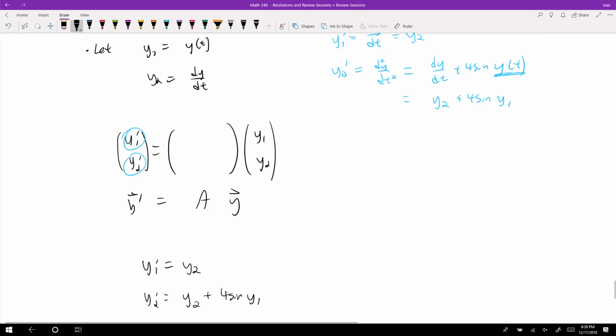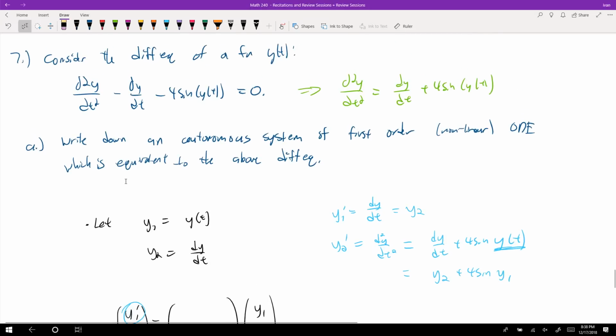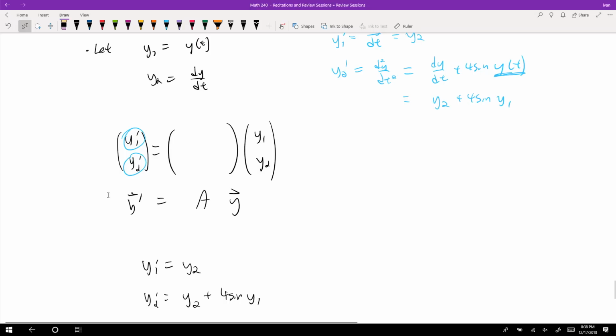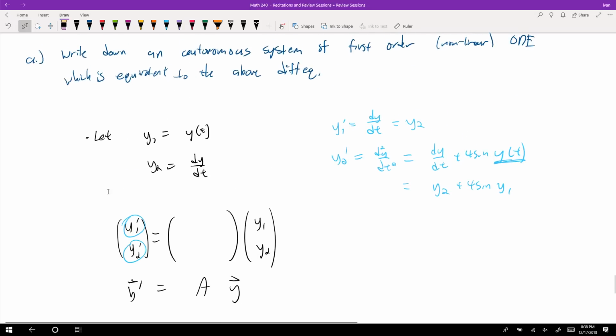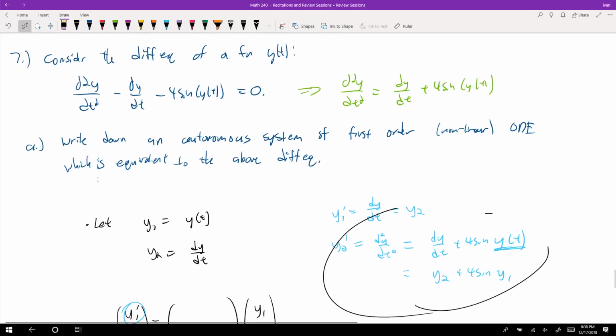Well, the original equation is minus, but because we have to move it to the right-hand side, it becomes plus. Right, when we solve for this stuff right here, when we solved it here. Okay, any other questions? Yeah.